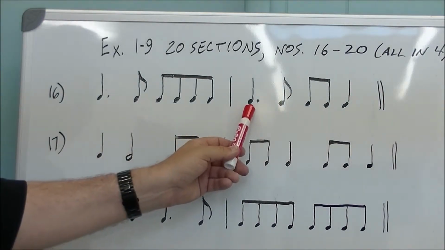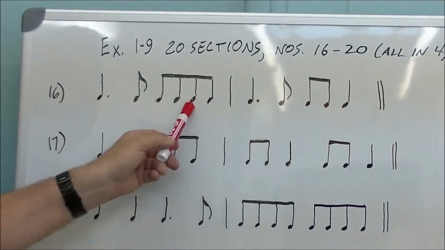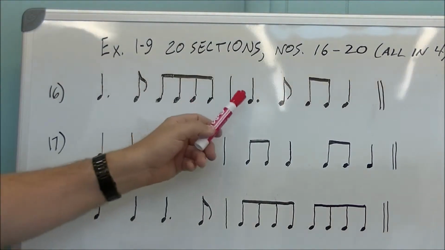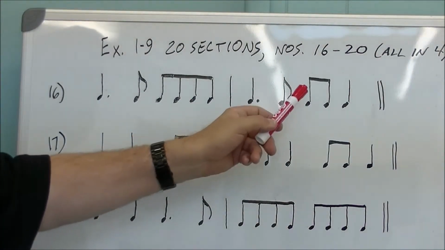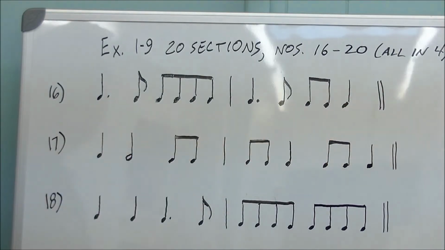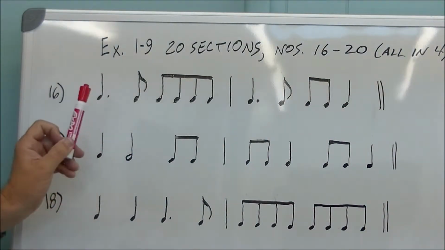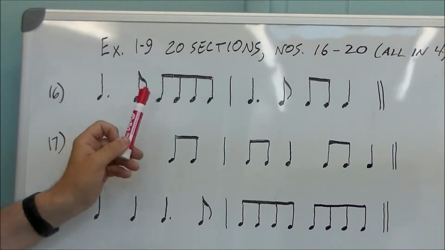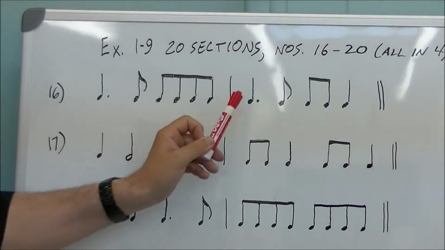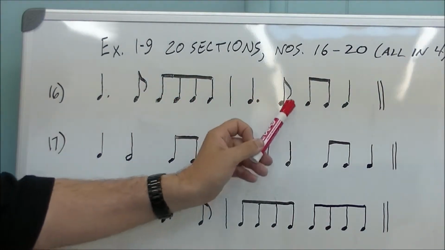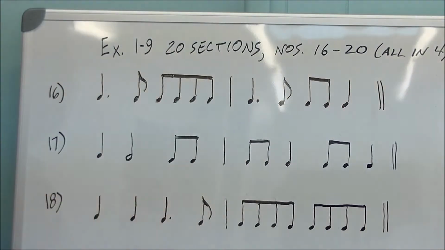The next measure is the same, except we have a quarter note in place of the 2 eighth notes. 1, 2, and 3, and 4. And now I'll count off the whole thing. 1, 2, and 3, and 4, and 1, 2, and 3, and 4. Well, let's go down to number 17.